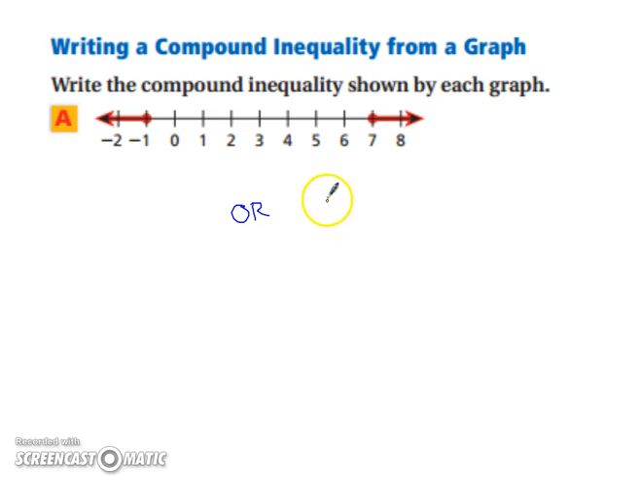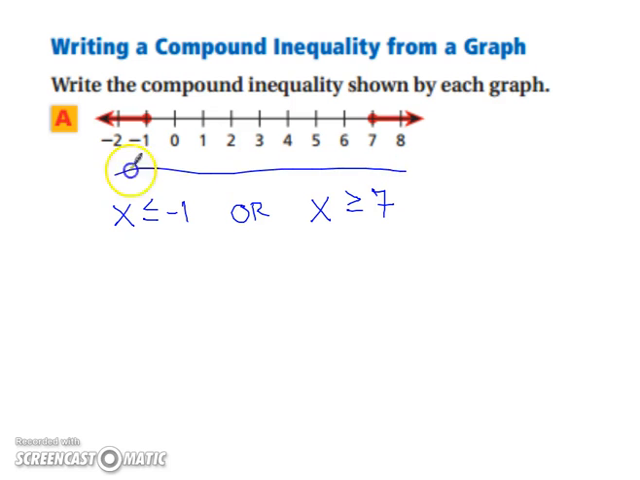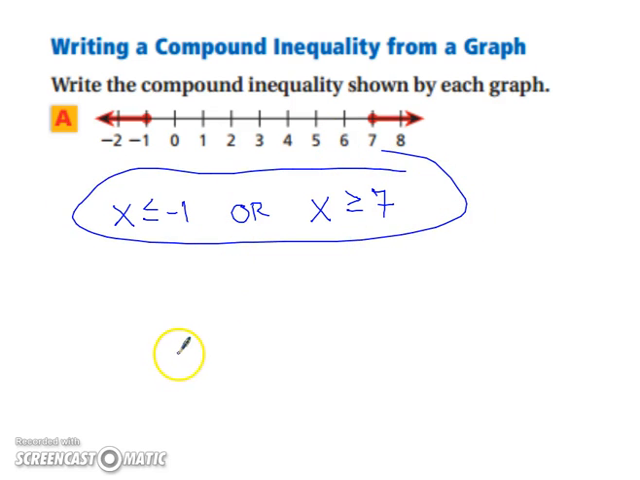Doesn't matter what variable you use. So we'll use x. So on the right hand side here we have a filled in circle and it's shaded to the right. So x must be greater than or equal to, in this case, 7. And on the left hand side we have ourselves a -1 and x. And x must be less than or equal to -1. And you now have written a compound inequality. Let's try a couple more.